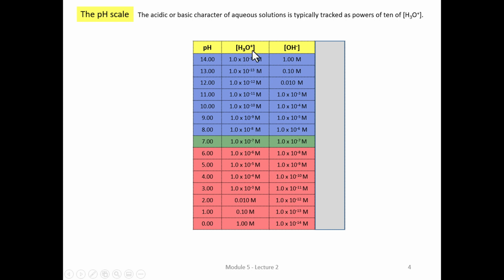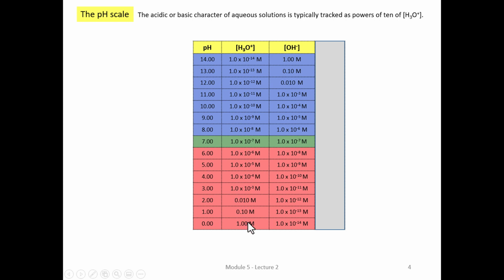You'll notice that we're giving concentrations in powers of 10. 1 times 10 to the minus 14. 1 times 10 to the minus 13 is 10 times bigger. 1 times 10 to the minus 12 would be 10 times bigger again. It doesn't mean the hydronium ion concentration can't be numbers between these, but I'm just giving powers of 10 all the way down to 1.